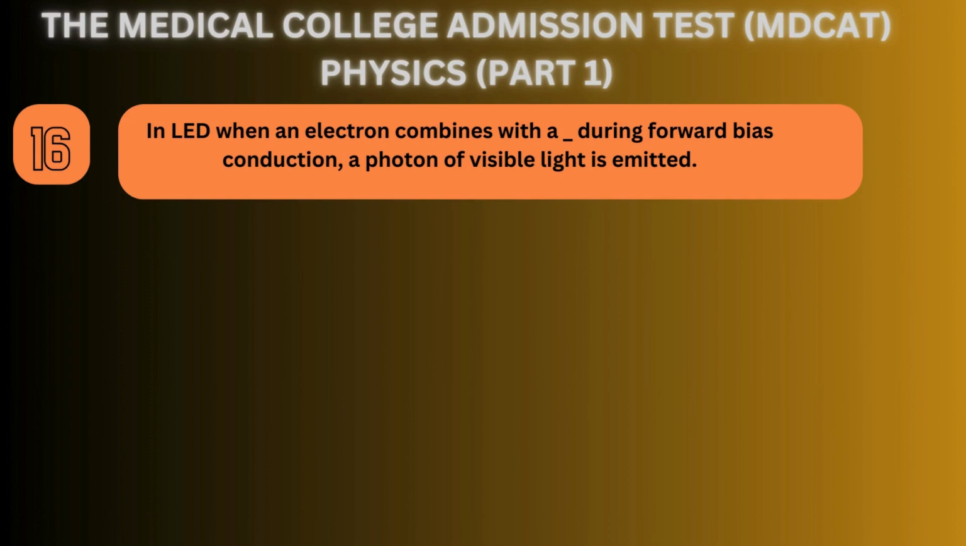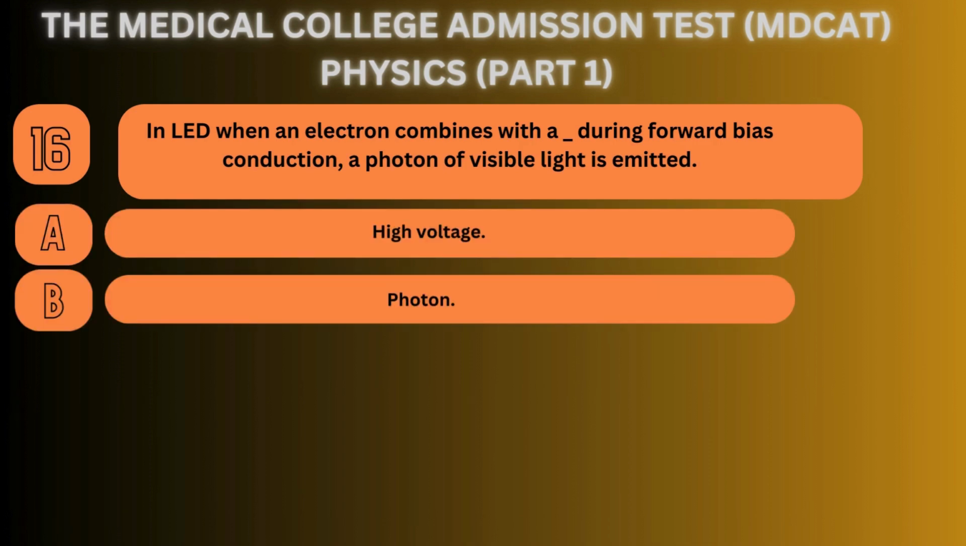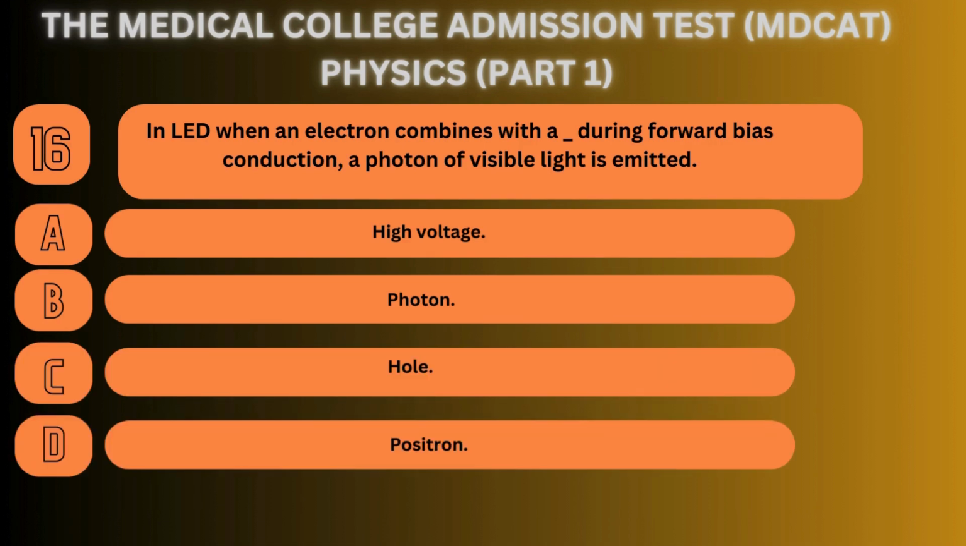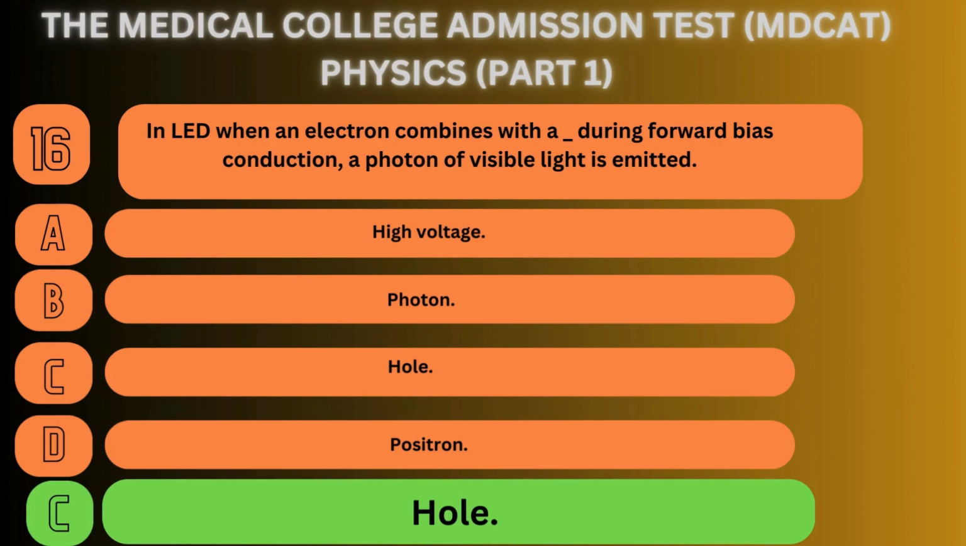Question number 16. In LED, when an electron combines with a blank during forward bias conduction, a photon of visible light is emitted. Option A, high voltage. Option B, photon. Option C, hole. Option D, positron. 5, 4, 3, 2, 1. Correct answer is C, hole.